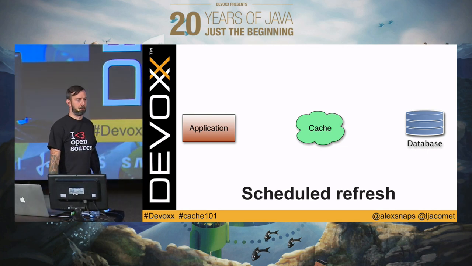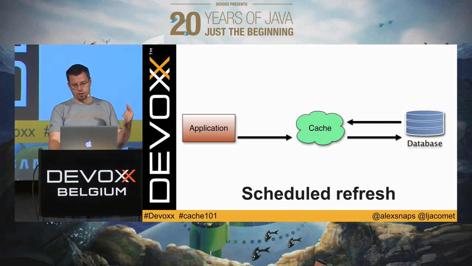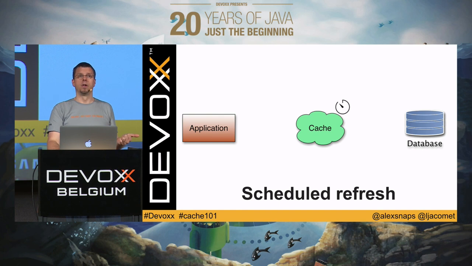You can do one more variant on that, which is scheduled refresh. Here it's again the same. You hit the cache, no entry, you go to the database. But as soon as you go back to the cache, you actually add a timer, which will make sure the cache refreshes automatically after whatever timing you've decided on. And so again, it enables you to control what's in the cache and how fresh it is.